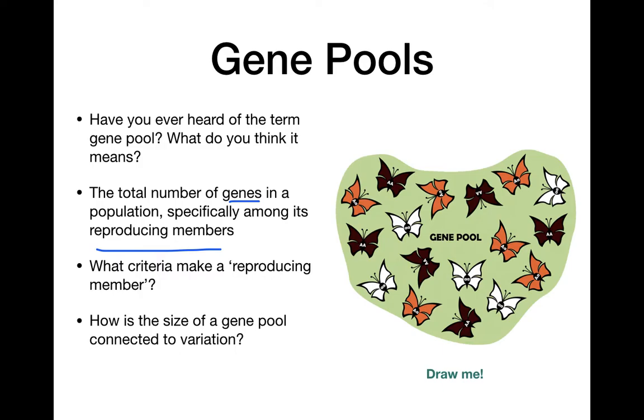Okay, what is the size of the gene pool? How is that connected to variation? We know variation is very important for natural selection. So how do you think the size of a gene pool will be connected to that? Well, if we have a larger gene pool, we're going to have more variation. It means we have more different genes in that population. There's more variation, which means in the end we're more likely to have the ability to adapt to an environmental change.